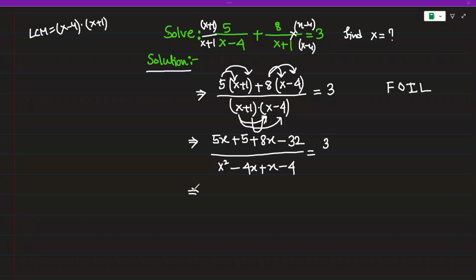Now we simplify the like terms. So 5x plus 8x is 13x, minus 5 minus 32, which is minus 27, sorry. So we take them.